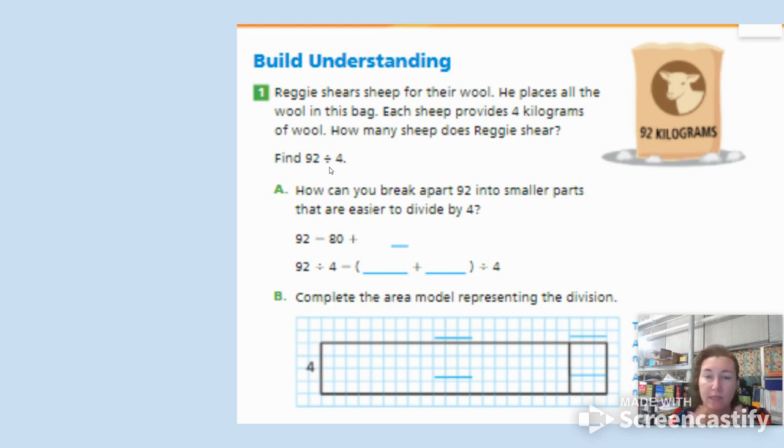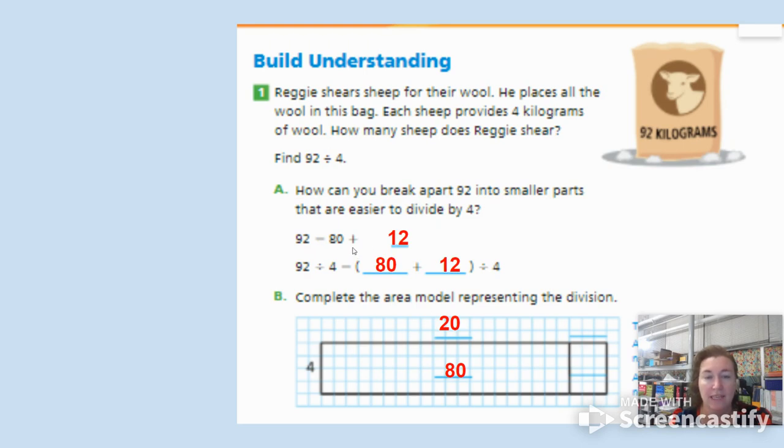And I know that 4 times 20 is 80. Okay, so if I break this long rectangle into 2 pieces, this piece can be 80, and then I'll figure out how much is left after 92 there. So this piece is 80. That means 80 divided by 4, and that's 20, because 4 rows of 20 is going to make 80.